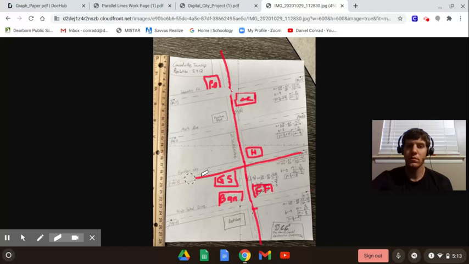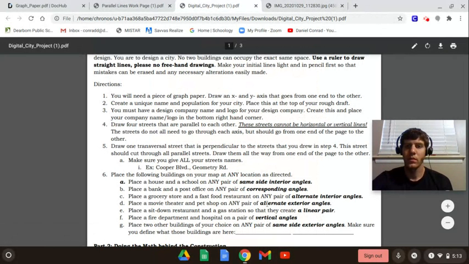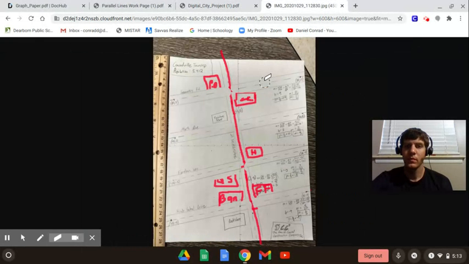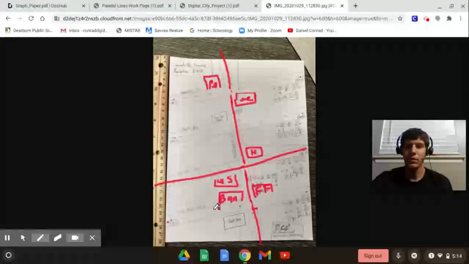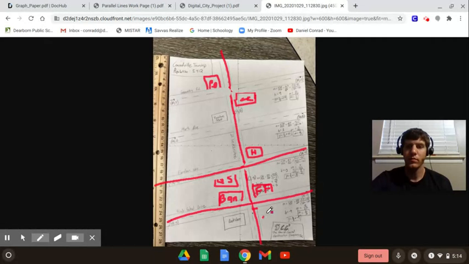Okay, then we go to the next one. Alternate exterior angles, movie theater and pet shop. Let's pick those same two lines we did for the last one. And let's put the movie theater here at this corner, this intersection. And then the pet shop we can put here on this corner.